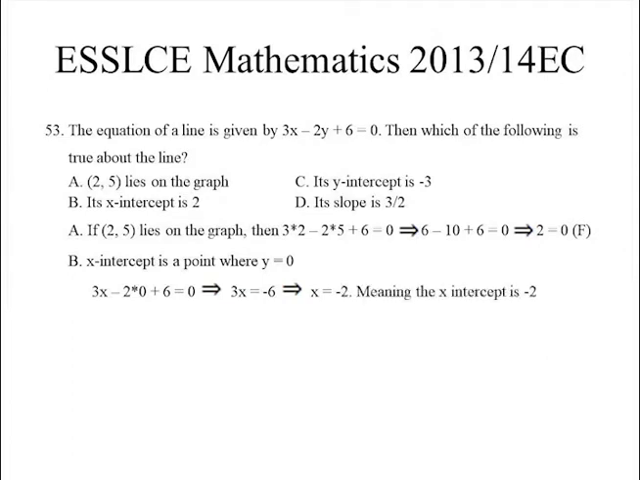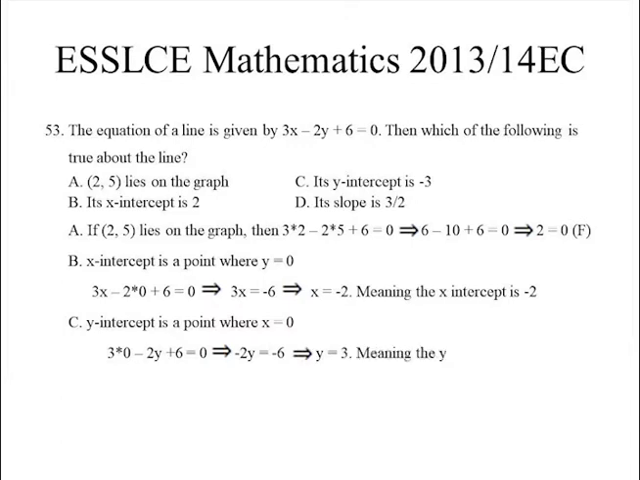Choice C, its y-intercept is negative 3. The y-intercept is a point where x is equal to 0. Plugging 0 into the position of x in 3x minus 2y plus 6 is equal to 0, 3 times 0 is 0. We are left with negative 2y is equal to, taking positive 6 to the other side of the equation, negative 6. Dividing both sides by negative 2, negative 2y divided by negative 2 is y, which is equal to negative 6 divided by negative 2, which is 3, meaning the y-intercept is 3.